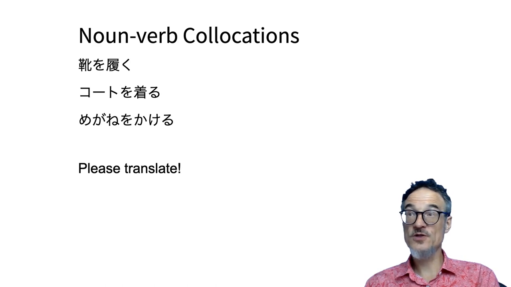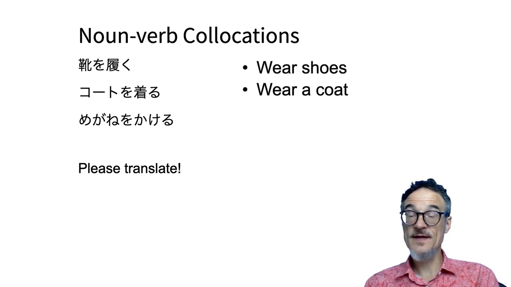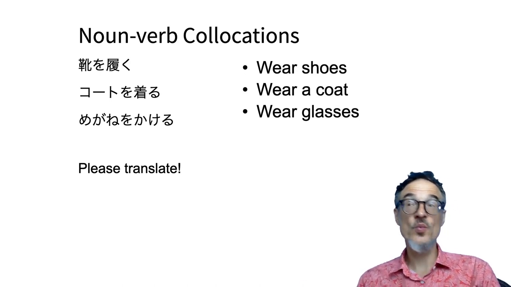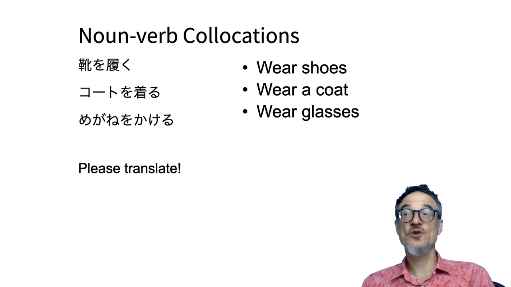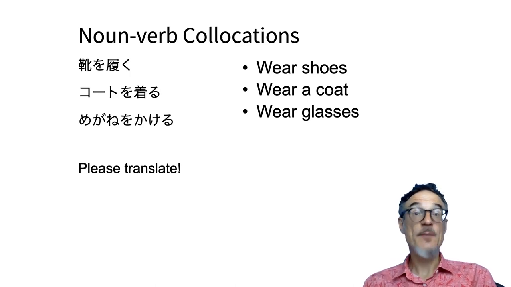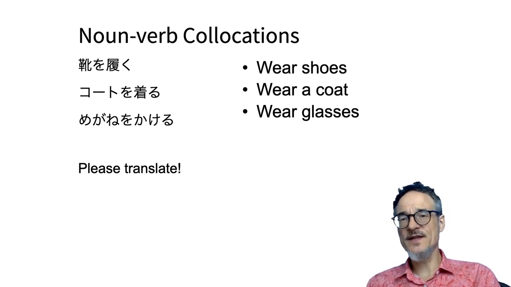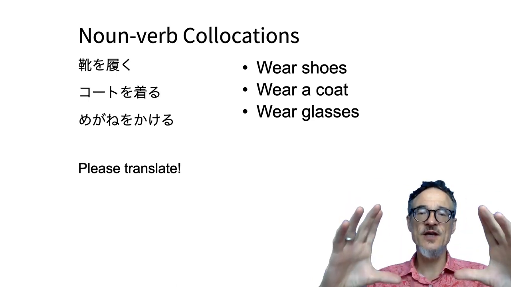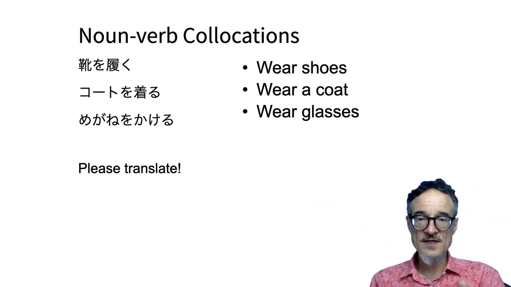Hopefully you got answers something like this. And you will notice that here in English we have the same word. We've got wear shoes, wear a coat, wear glasses. In Japanese there are three different words. Why is this happening? Well, we can look at this in terms of the semantic range. The English word wear has a bigger meaning. The Japanese words have smaller meanings.